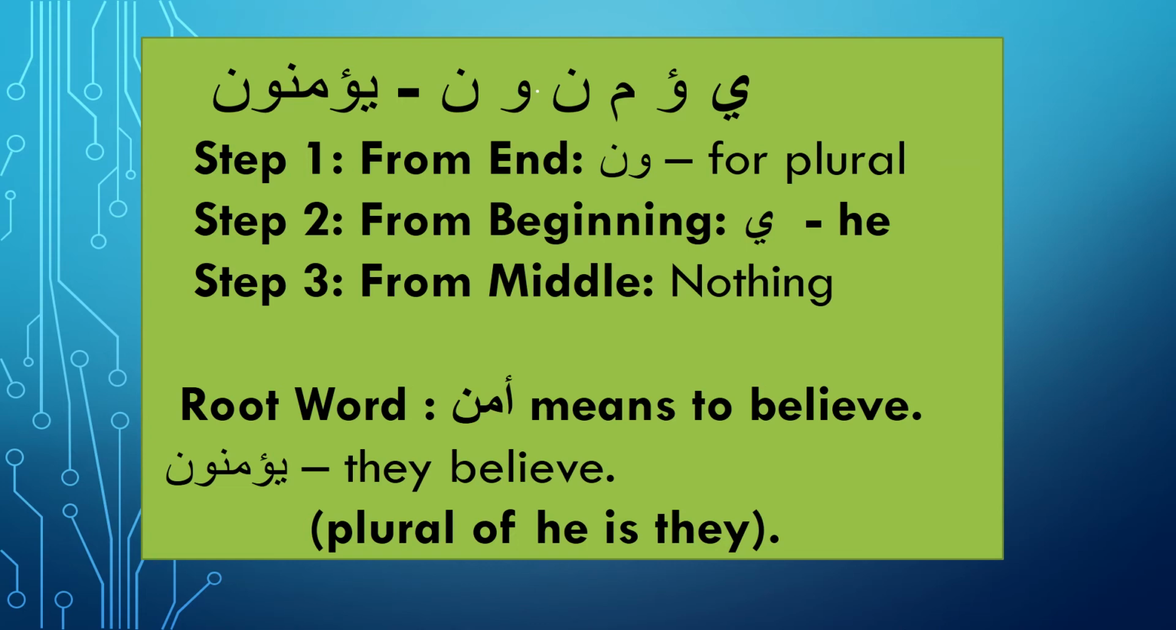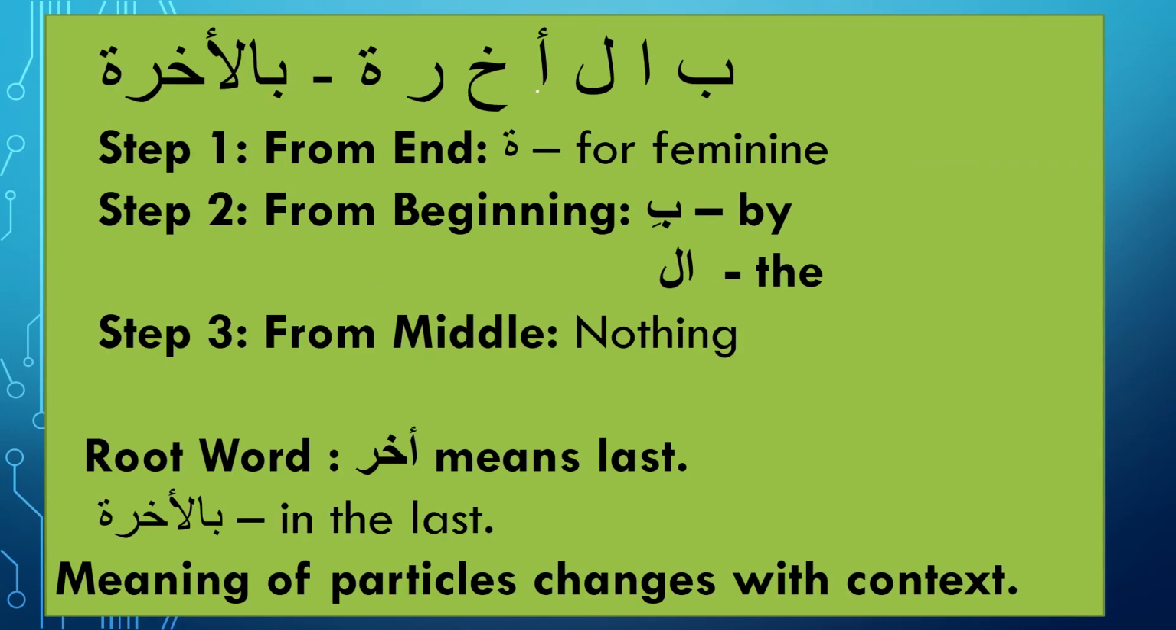The next word is bil akhirah. Our third word is bil akhirati. From the end we can remove ta marbuta. From the start we can remove b, which means by. We can also remove al, which means the, and hence we are left with akhir, a three letter word, which means last.